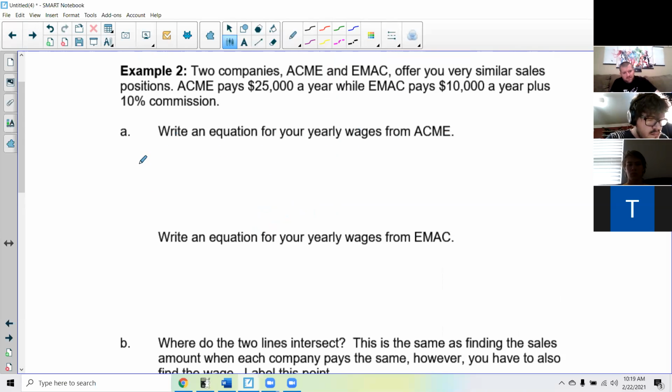So I'm going to call this W with a little a here. That's wages for Acme, a little sub a, for your yearly wages. So your wages are not based on anything if you work for Acme. You're just getting $25,000 every year. That's it. Doesn't depend on commission. So this equation is going to be kind of boring. It's just going to be the wages equals 25,000. That's it.